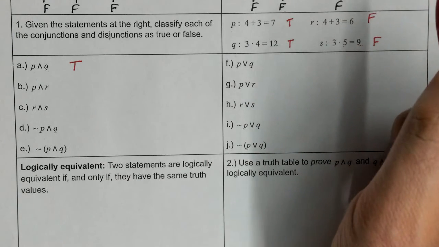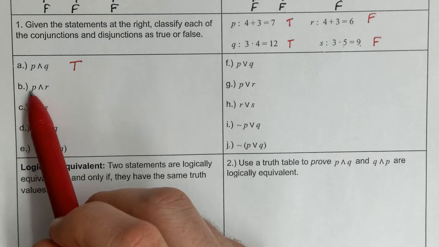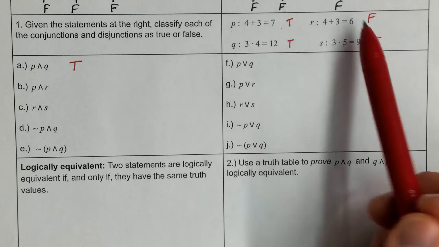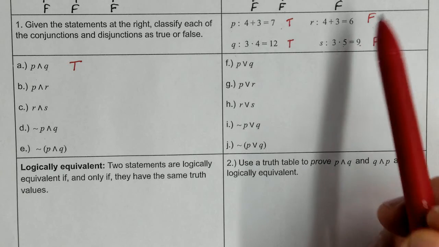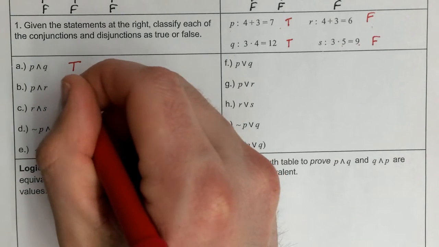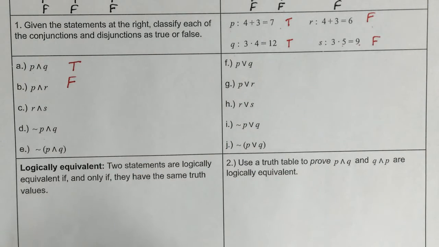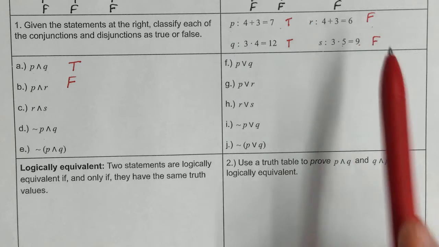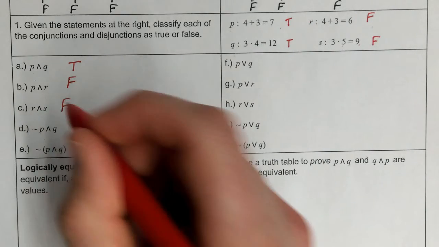All right, hopefully you paused and tried these. P and R, let's check that one out. P is true, R is false. That means overall it's going to be false, because one of them is false, so the whole statement has to be false. R and S. We check R and we check S. They're both false, so the overall statement is false.